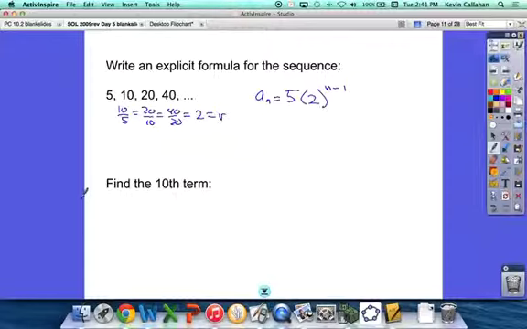Okay, should I simplify? There's nothing to simplify. You cannot multiply 5 times 2, right? Does not work because the 5 is not being raised to a power, so you just leave it like that. Now find the 10th term. A10 equals 5 times 2 to the 10 minus 1, which is 5 times 2 to the 9th.